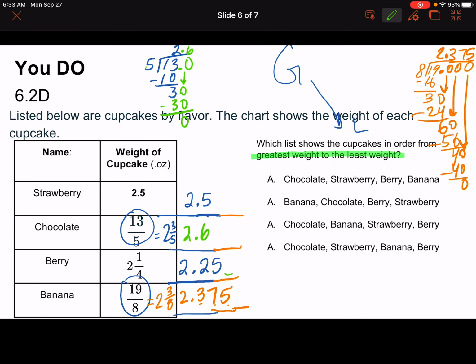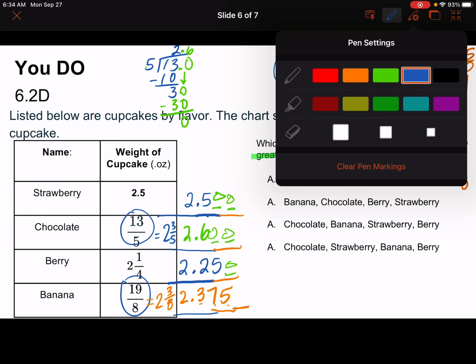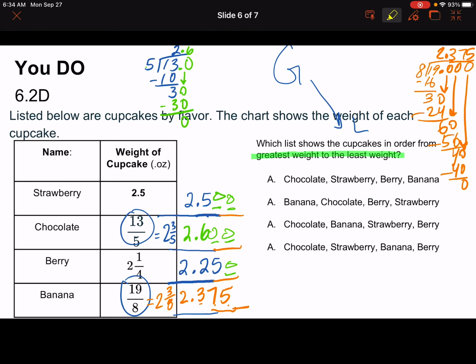So now I'm going to make sure they're all aligned. So I'm going to add my zeros where I need to. And then I'm going to find the greatest value. They all have 2 whole numbers. So I'm going to look at the next place, the tenths place. 5 tenths, 6 tenths, 2 tenths, 3 tenths. So the greatest one is going to be chocolate.